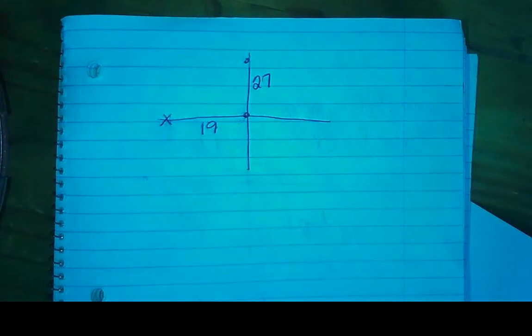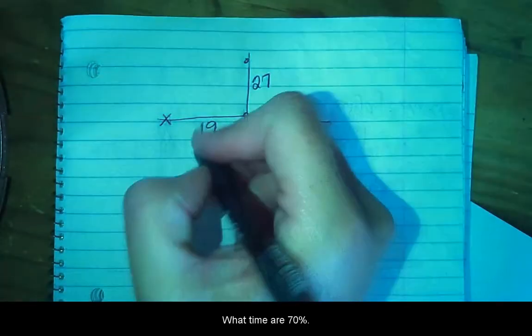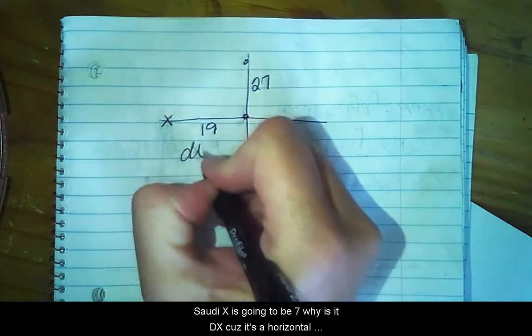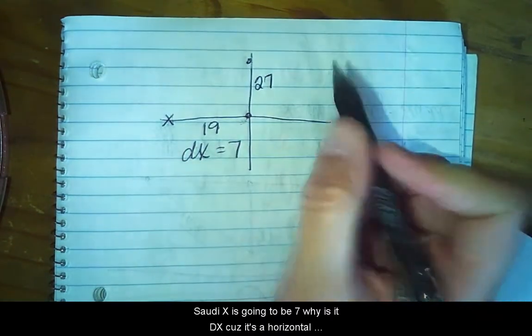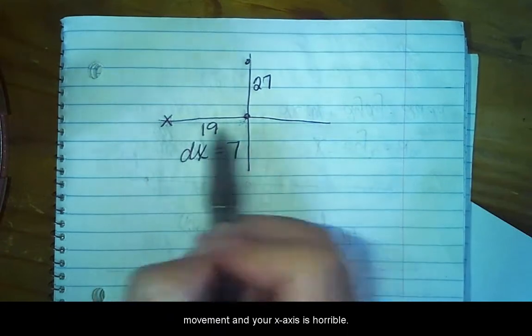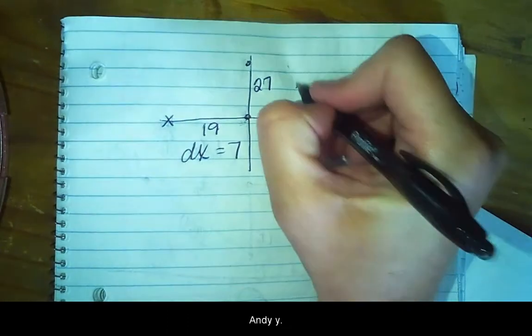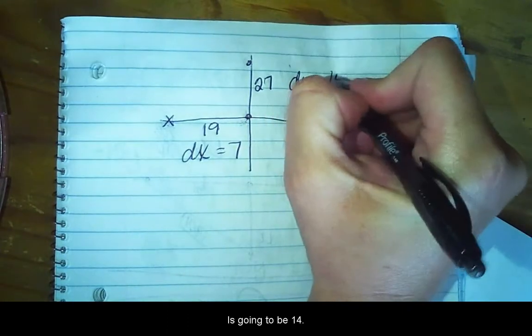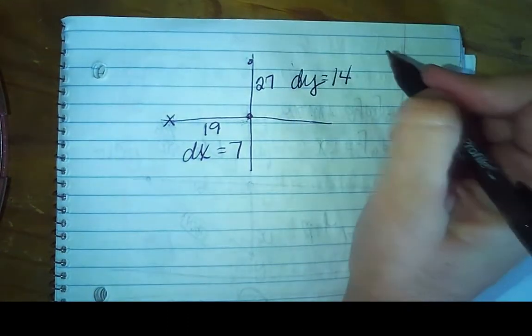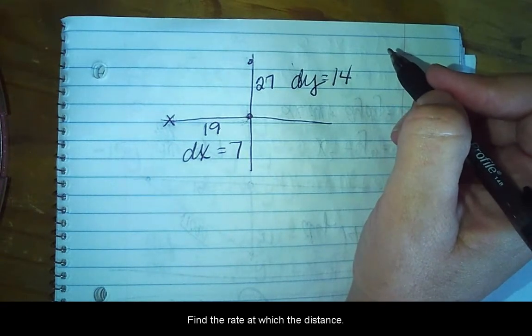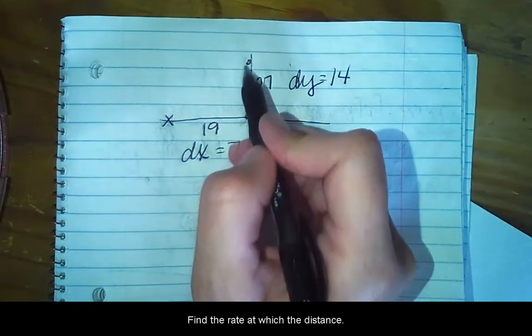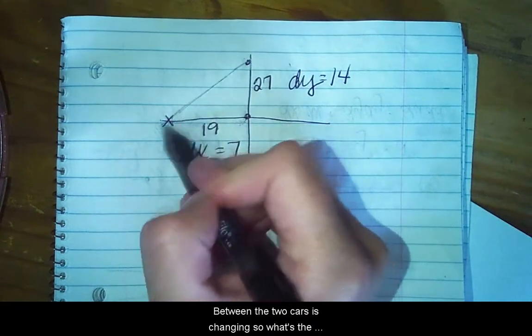Now we're moving on. So it says, if the speeds of the cars at the instant of time are 7 feet per second, so dx is going to be 7. Why is it dx? Because it's a horizontal movement and your x-axis is horizontal. Okay? And dy is going to be 14 feet per second. Okay? Find the rate at which the distance between the two cars is changing.